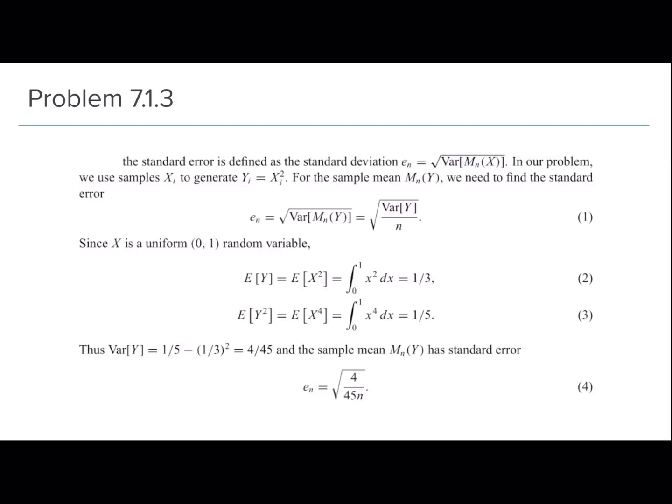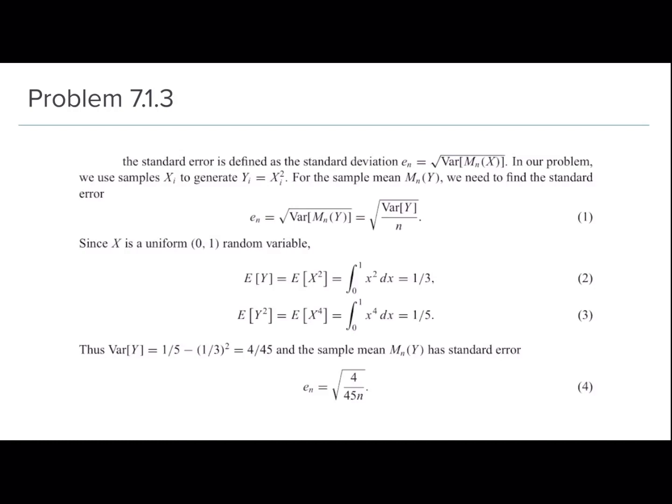So Y is equal to X squared. So E of Y is equal to E of X squared, and so that will be equal to the integral of X squared dx over 0 to 1, and that will give us the value 1 by 3. So the mean of Y is 1 over 3, and E of Y squared will be equal to E of X raised to the power 4, which will be the integral of X raised to the power 4 dx over 0 to 1, and that will give us 1 over 5.